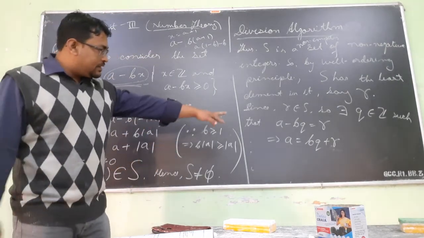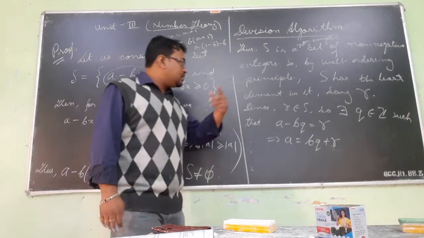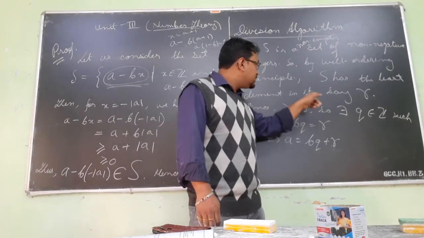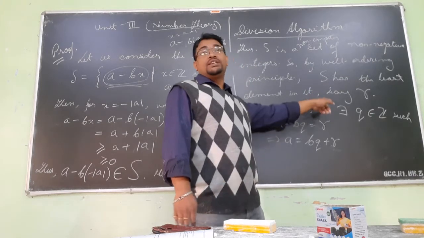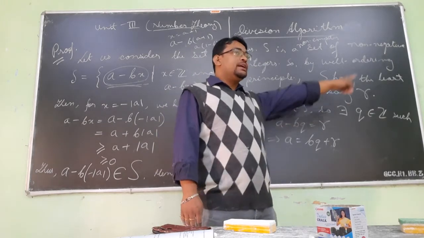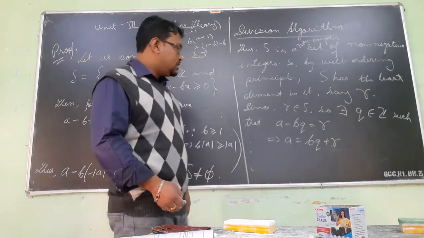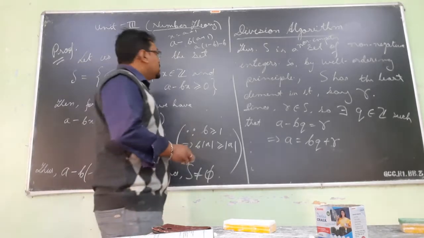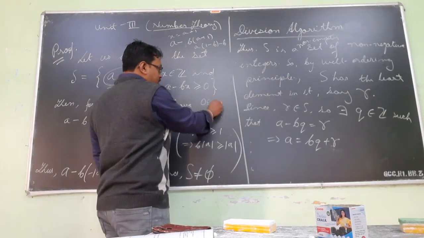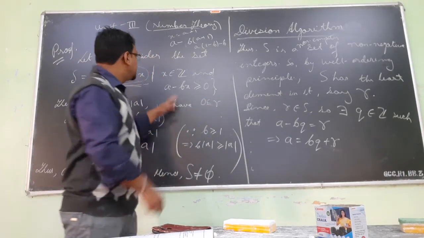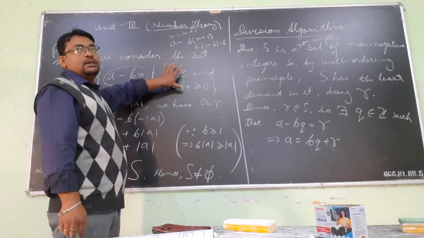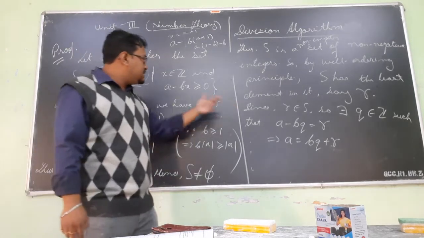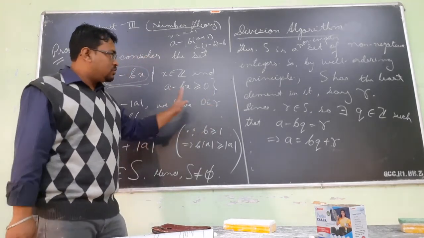So till now we have got this expression, but we need something more. What do I need? I need that R should lie between 0 and B, strictly less than B. R cannot be greater than or equal to B. That is what is left. R is greater than or equal to 0, and this is obvious because R is an element inside this set, whose elements are non-negative integers. One part is obvious.